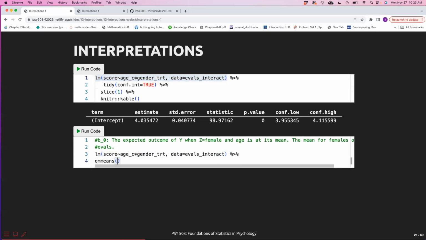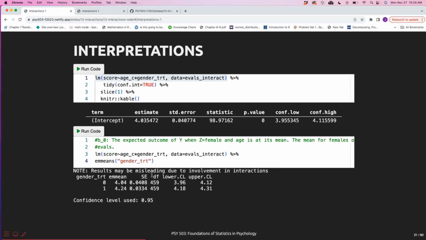So we can use our m-means function here, and we can look at the gender treatment variable. The m-means function will give us our means for each of the conditions. So we have females and males, and we see here that the mean for females is 4.04. And that's exactly what we get here for the intercept. So this is the interpretation when we've dummy coded our categorical predictor.